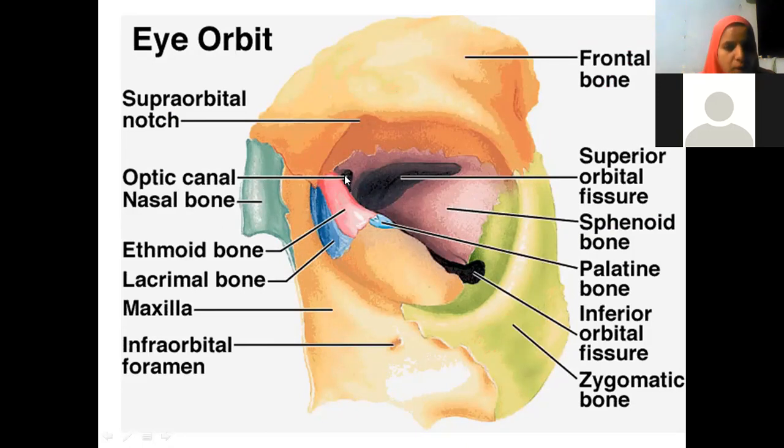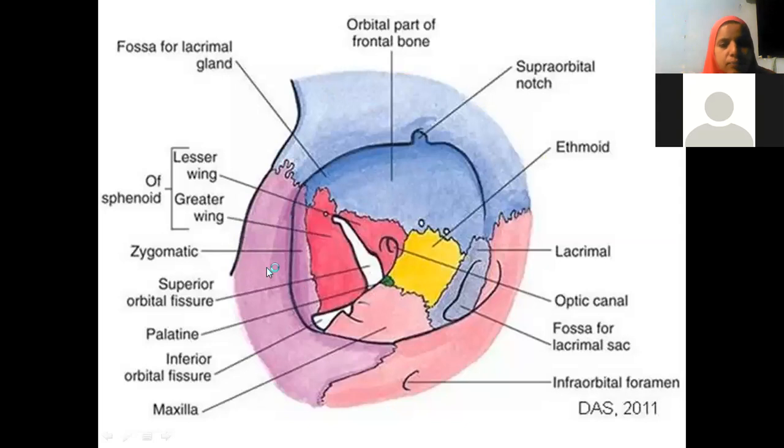Then optic canal, you can see the superior orbital fissure. Now this is the lesser wing of the sphenoid bone, this is the greater wing. Between the lesser and greater wing we have the superior orbital fissure. Now here the inferior orbital fissure is present between the greater wing of the sphenoid bone and the maxillary bone, the orbital plate of the maxillary bone, and also a part of the zygomatic bone. Different colors have been used for our better understanding. Medially, you also see the lacrimal bone, ethmoid bone, and a part of the palatine bone.